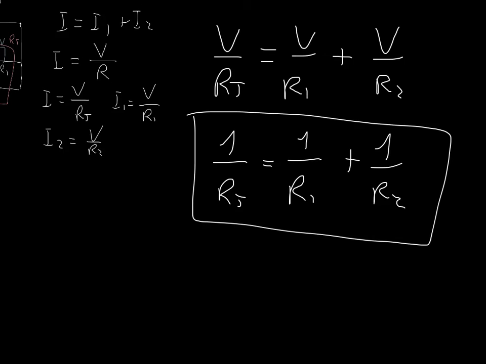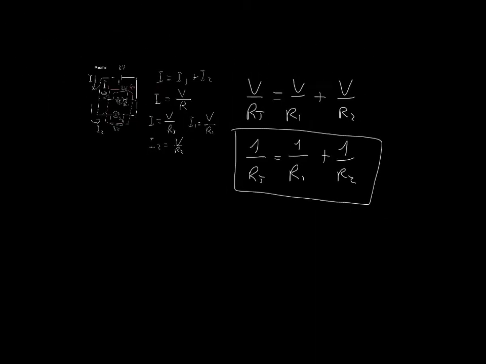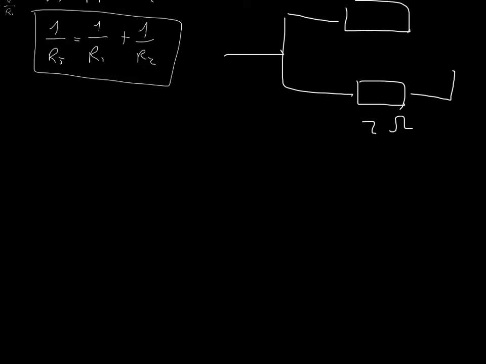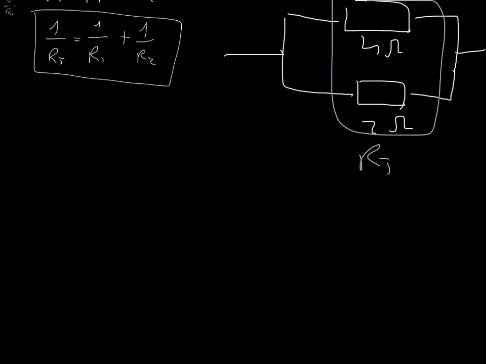Let's do an example, because people tend to get a little bit confused with this formula. So here I have my formula, and let's see, for example, that I have two resistances in parallel. Okay, so this one is 2 ohms, and this one is 4 ohms. Alright, and I need to find the total resistance RT, which is a combination of both.